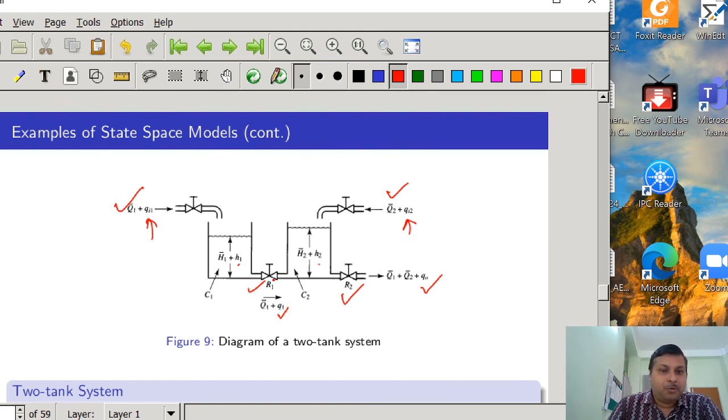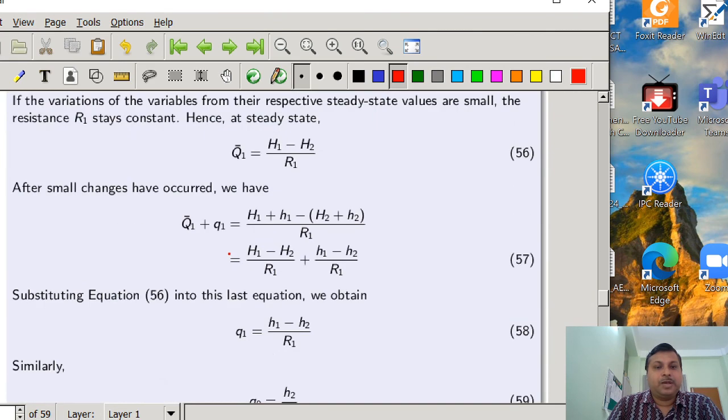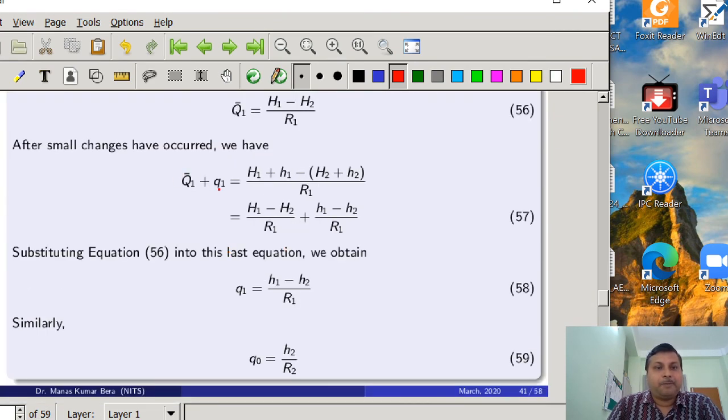So in this situation, how will the relation of the variables exist? We can write Q1 bar plus Q1 is equal to the new potential difference. What is the new potential difference? H1 bar plus H1 minus H2 bar plus H2, divided by R1. So we get H1 bar minus H2 bar by R1 plus H1 minus H2 by R1. We have just defined H1 bar minus H2 bar by R1 as Q1 bar, so this and this are going to cancel. So we find that Q1 is equal to H1 minus H2 by R1. This is the important relation: the outflow rate through the resistance R1 is defined by equation 58.